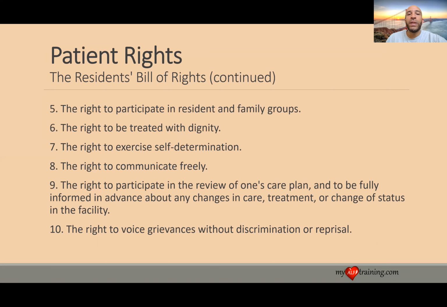The right to be treated with dignity, that's very straightforward. Dignity comes into question a lot in elderly care facilities. So I want to make sure that you understand that this is one of the patient's rights that was set forth under the nursing home reform law.